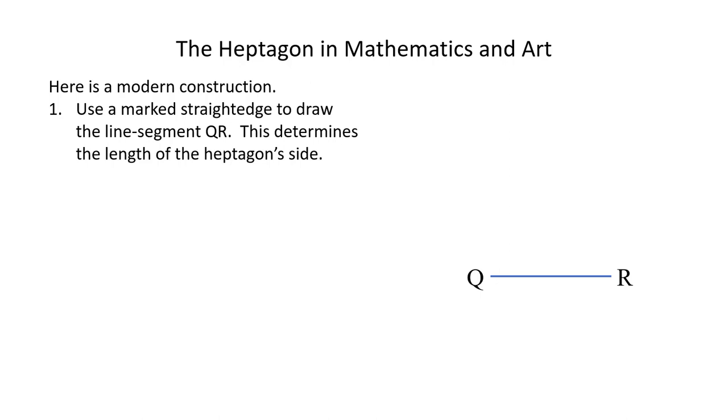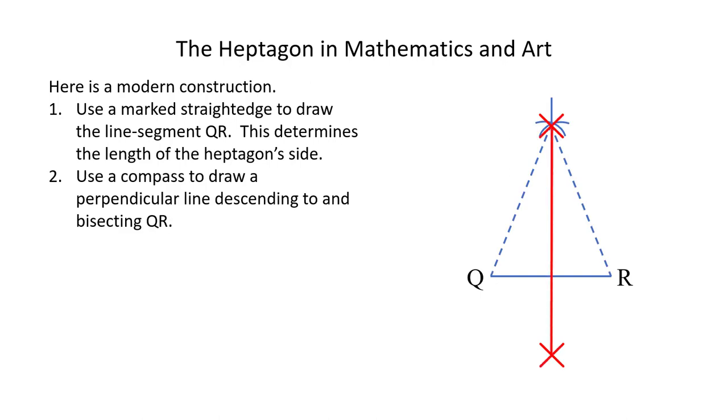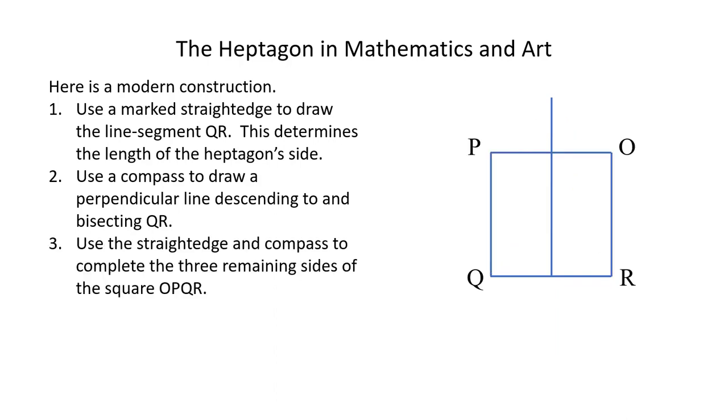We start by using a marked straight edge to draw the line segment QR. The length of that segment is determined by the mark on the straight edge, and it also determines the length of the heptagon side eventually. The second step is to use a compass to draw a perpendicular line descending to and bisecting QR. Then use the straight edge and compass to complete the three remaining sides of the square OPQR.